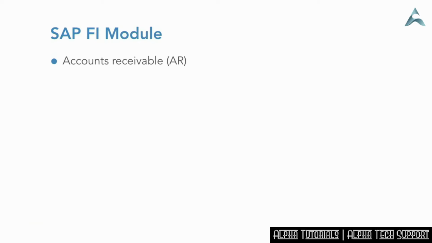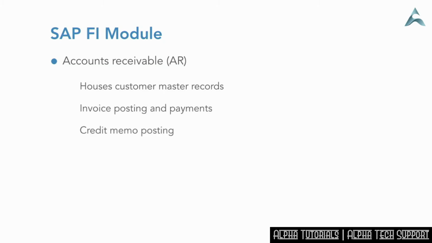Next, we have accounts receivable, or AR. This is where we deal with customers and manage customer data. Transactions in accounts receivable include invoice posting and payments, credit memo posting, and it's where we can run any customer-based reporting we may need. Again, let's jump into an example.